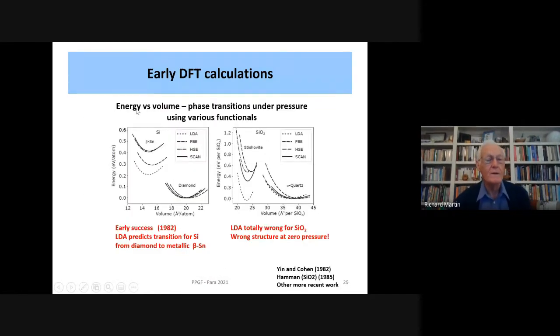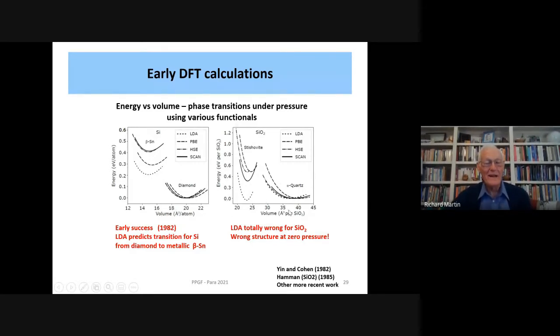Perhaps even more influential was the work in the 1980s by Yin and Cohen, and I did some work on this in the 80s too, that it was very similar. And it showed that you could get the difference between two systems that were really very different, silicon in the diamond structure and silicon in the metallic beta-tin structure, which you can form under pressure. As it turns out, the local density approximation gives the pressure a little too low because the relative energy of the beta-tin structure compared to the diamond structure is too small. And the improved approximations all sort of converge on answers that are much better and more in agreement with the experiment. I'll say something about that in just a moment.